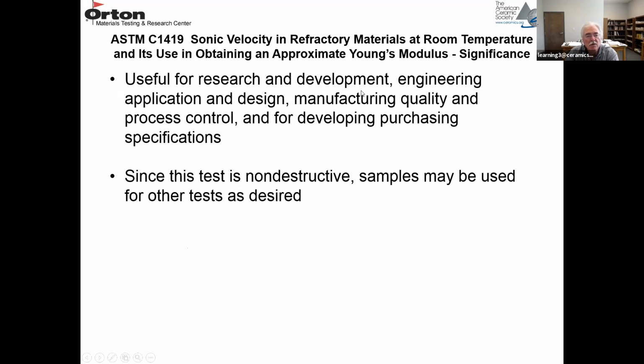This measurement is useful for research and development, engineering application and design. It's also a quality control method. It picks up porosity, it picks up defects, picks up cracks. So it's a simple test, and if you put a sonic pulse through the material and there's a decrease in the velocity, you know there's a manufacturing issue. And it can be used for purchasing specifications and data sheets. It's a non-destructive test, so samples can be tested and then used for other tests.